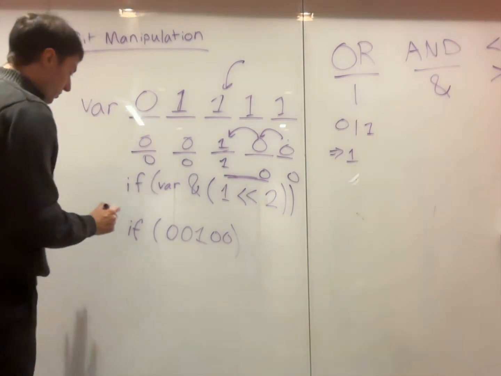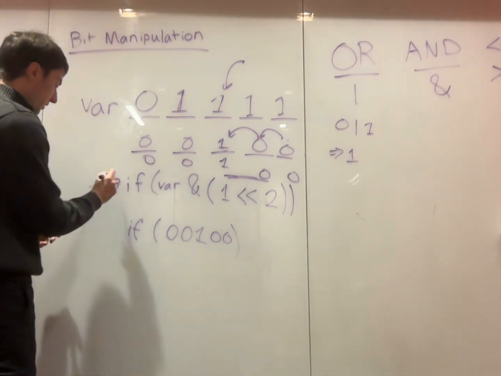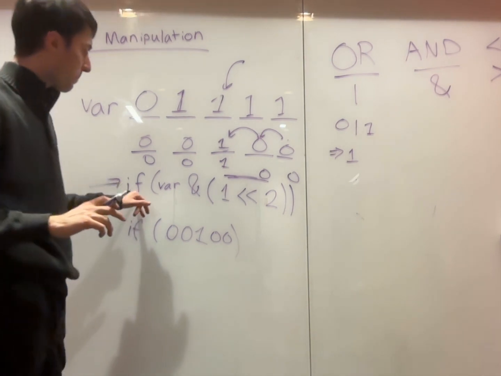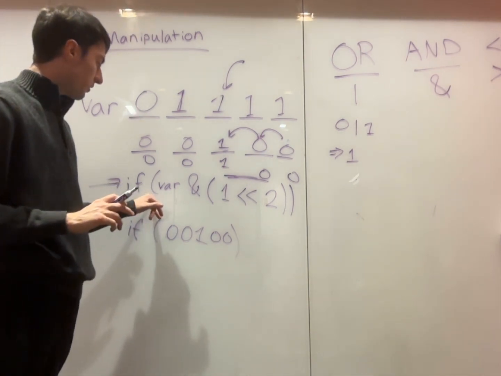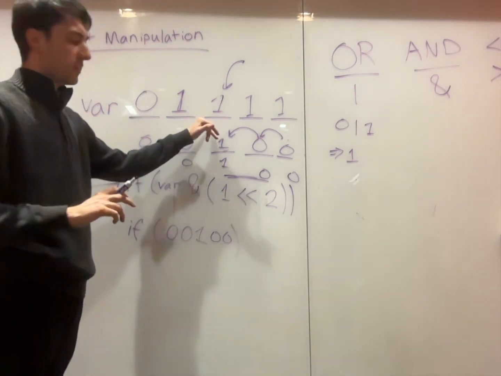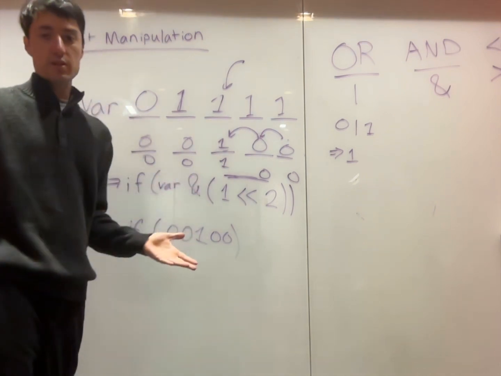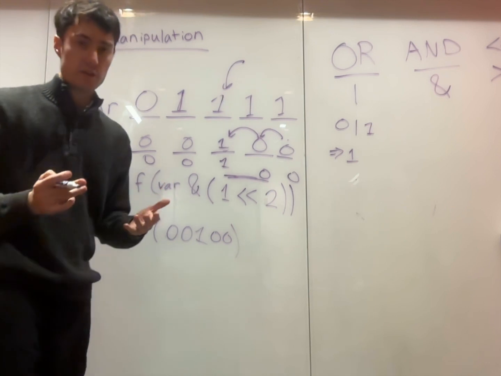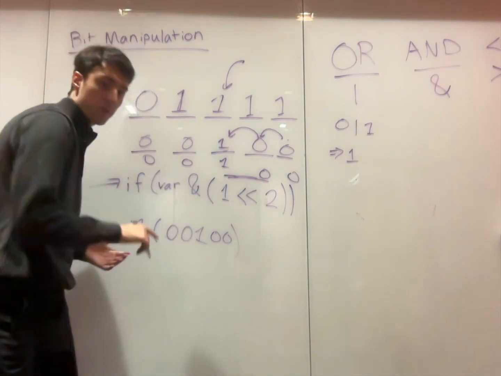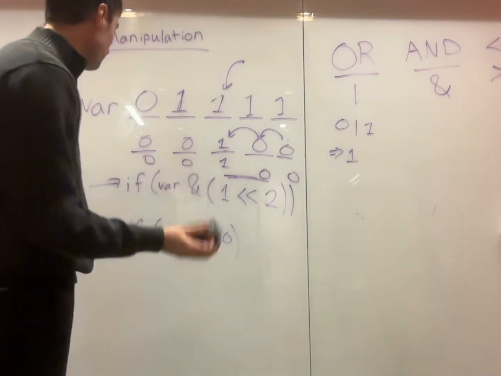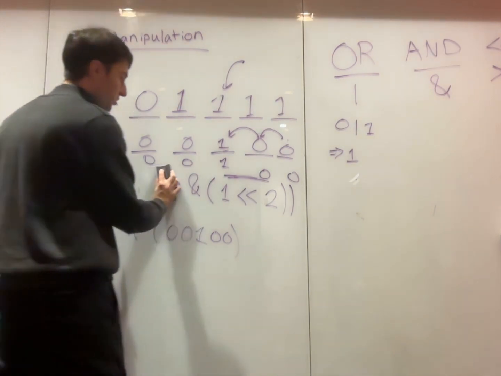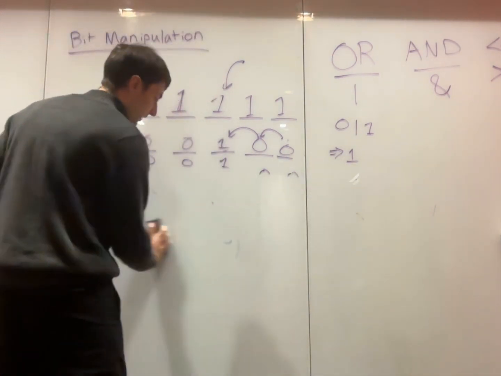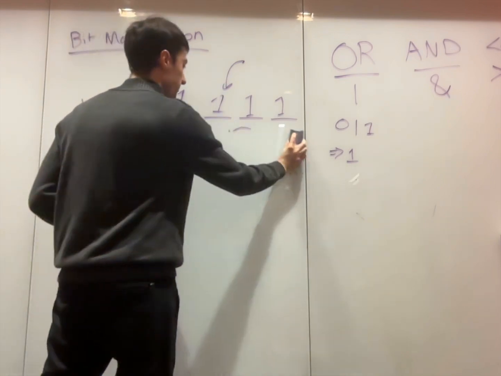So what we're doing here with this if statement is we are determining if this placement is set to 0. And then if it is, we can do something or have some operation, right? Then you can go and do whatever you need to do. Okay, but what if we want to set a bit?